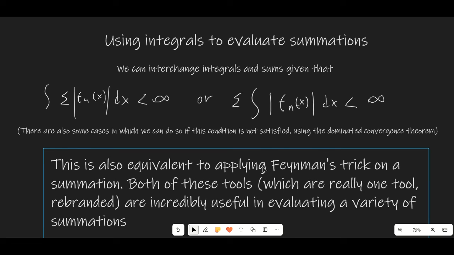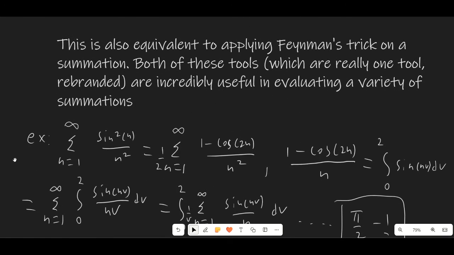Note that interchanging an integral and a sum is the same thing as applying Feynman's trick on a summation. So both of these tools are really the same tool. It's just doing steps in a different order, and steps that you're allowed to exchange the order of. Both of them are very, very useful in evaluating a variety of summations. So let's look at some examples.